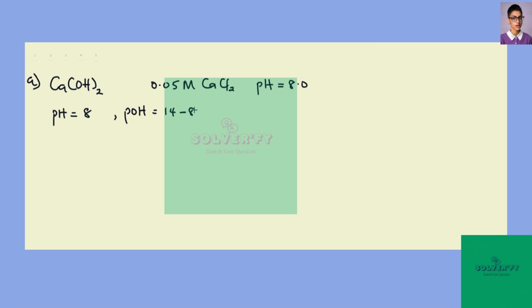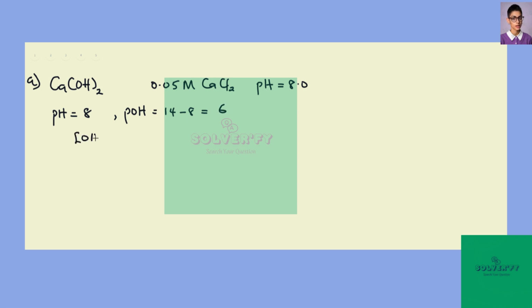This question says, will calcium hydroxide precipitate if the pH of 0.05 molar calcium chloride is adjusted to pH 8.0? Okay, so pH equals 8, then pOH will be 14 minus 8, and that will be 6.